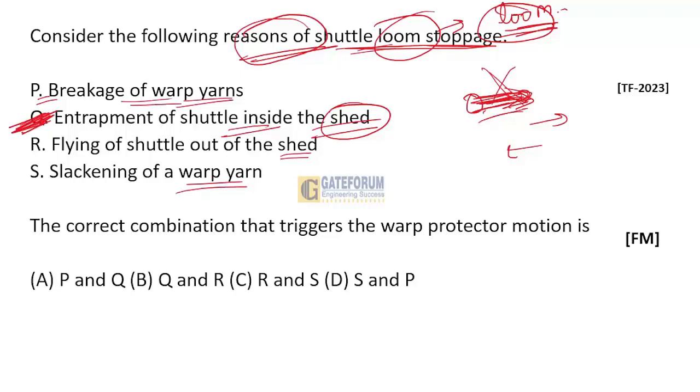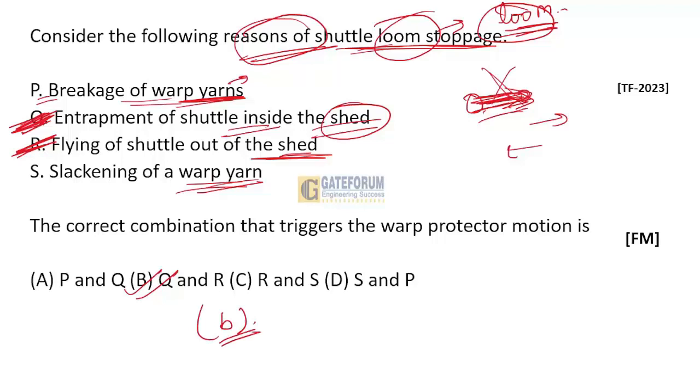During the breakage of the warp yarns, since they are automatically fed and automatically rectified in the majority of cases, and other protection motion is there which takes action when the warp yarn breaks or the shuttle entraps inside the shed or the shuttle flies out of the shed. So this is the possible outcome. Also the flying of the shuttle outside of the shed, so the loom will be stopped. In other cases, for this protection, warp stop motion is already there in the loom machine, which takes care of all these things. So only in these two statements the loom shuttle can be stopped. So option B is the right answer, Q and R.